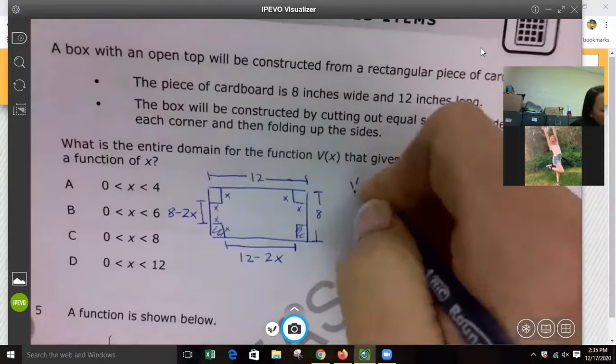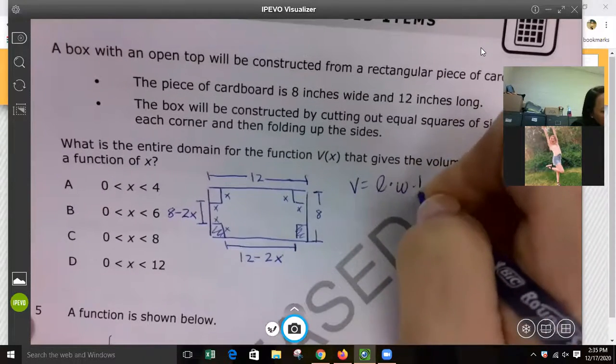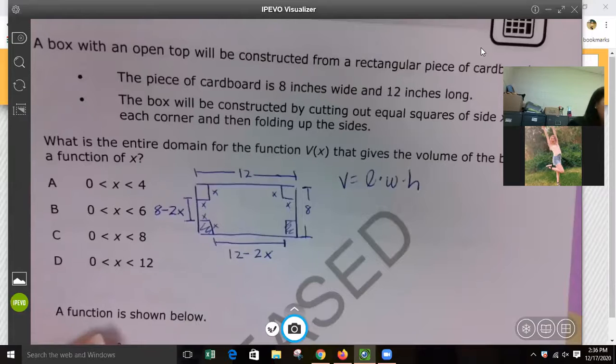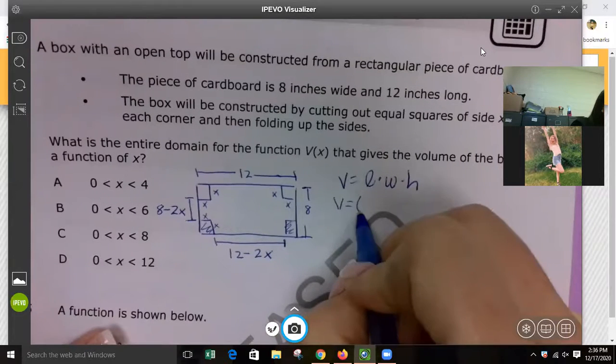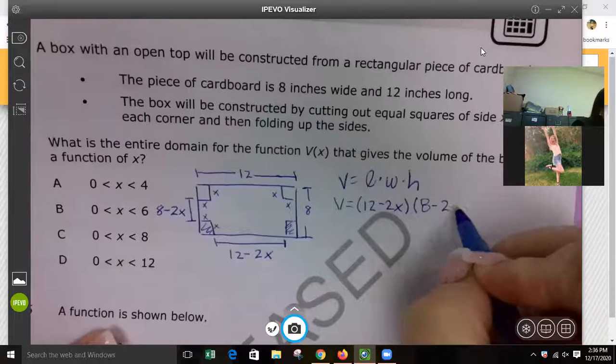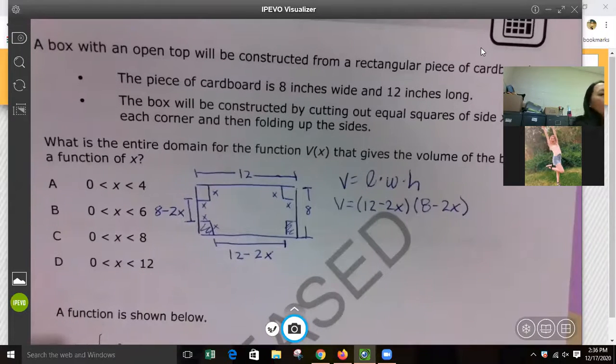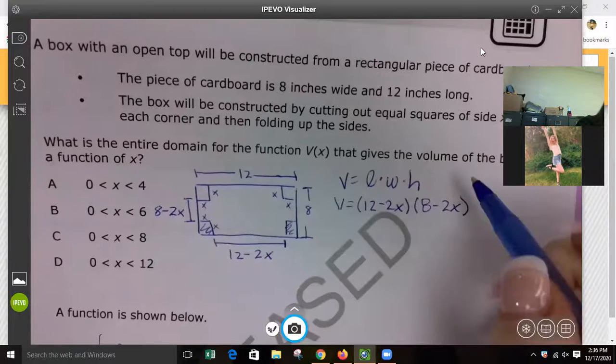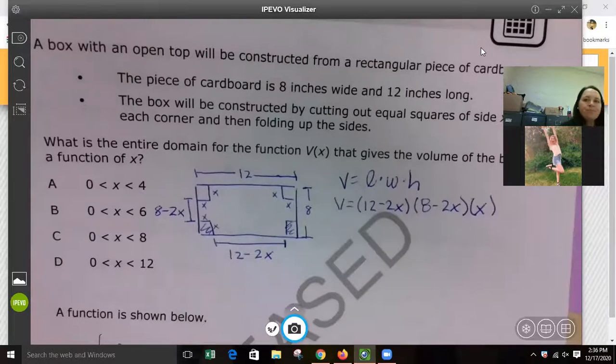So remember, volume of a box is length times width times height. So we know that the new length is 12 minus 2x. The new width is 8 minus 2x. And remember, we cut out x on each side. So the height of this box, top to bottom, if I set it on its bottom, will be x. So your height is x units. We don't have to multiply that together. We're just going to put it in our calculator because it asks for domain.